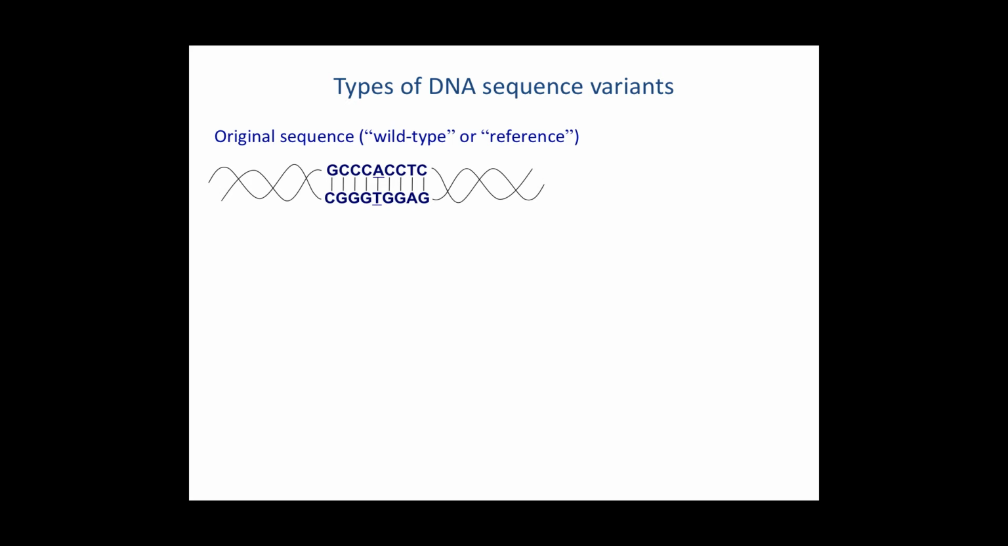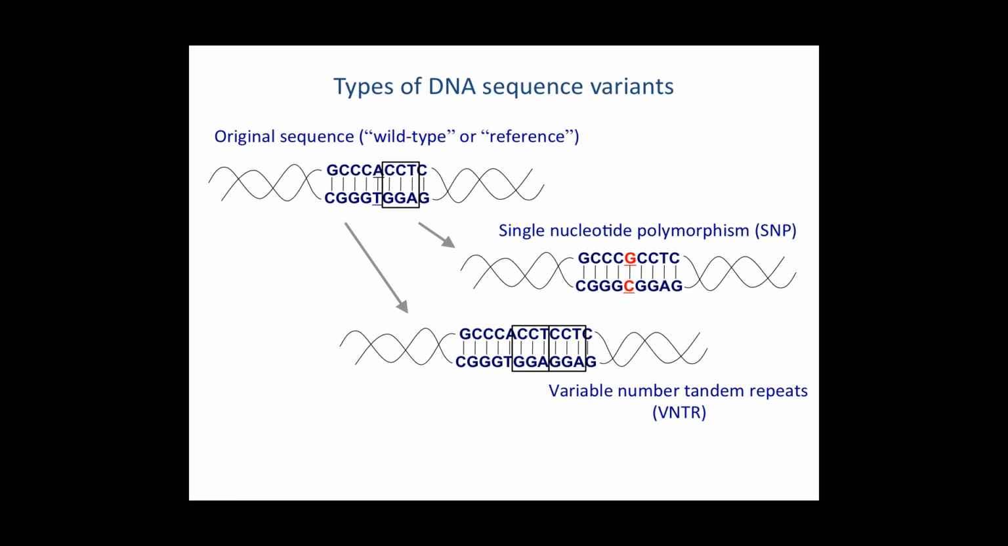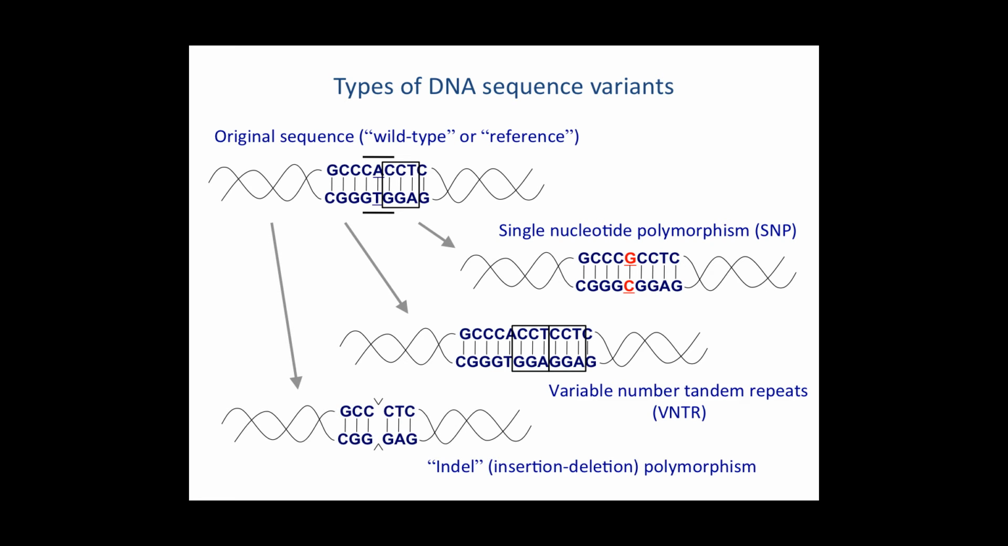Here's a graphic representation of the various kinds of DNA sequence variants. We start with the original sequence, which geneticists also call the wild-type sequence, or the reference sequence. Compared to the reference DNA sequence, we have a SNP where an AT base pair is changed to a GC base pair. Here we have a VNTR where the trinucleotide CCT, as shown in the box, is present in 2 copies instead of 1 copy. Finally, here we have an indel where the sequence CAC, as indicated by the thick lines, is deleted when compared to the reference sequence.